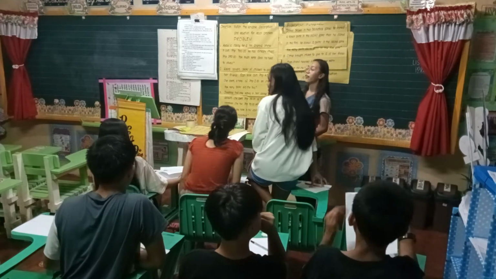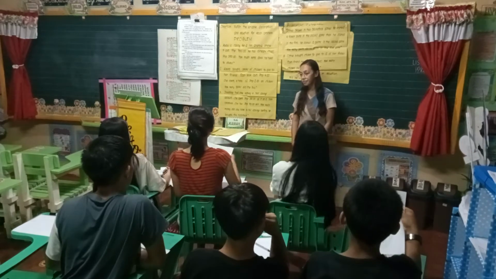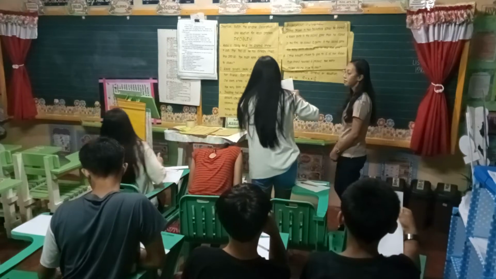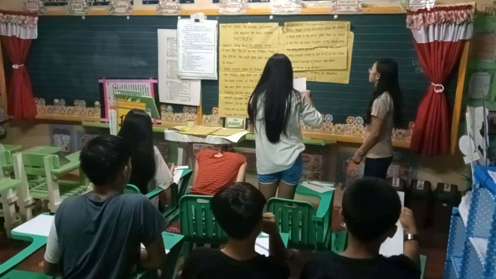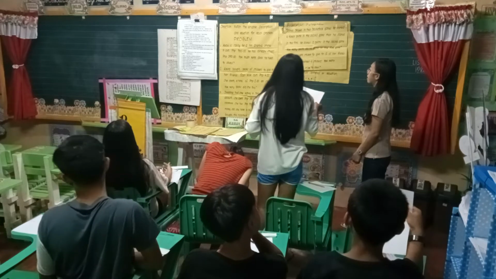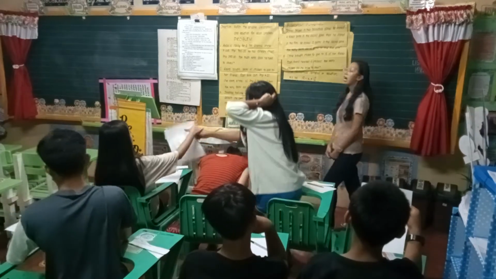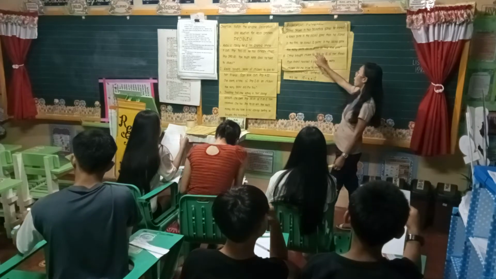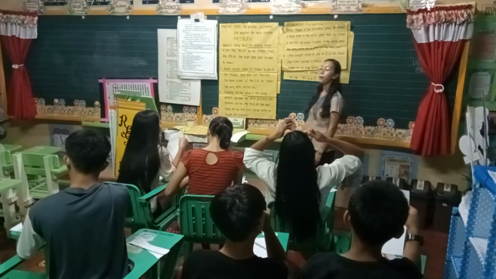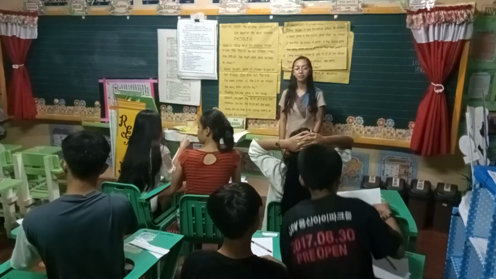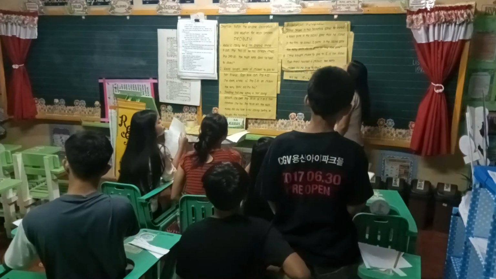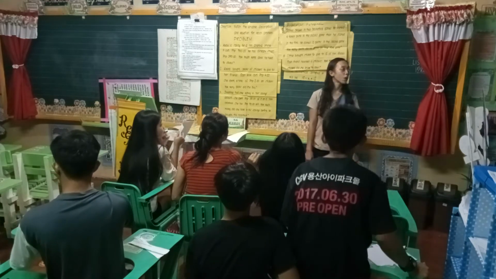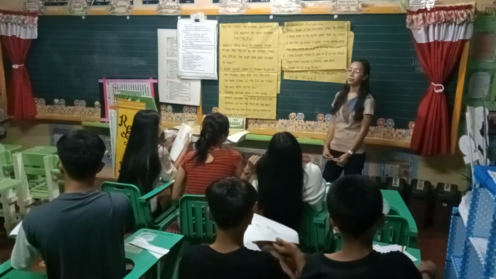Group 1, what is the variable in number 4? Let X represent the number of points in the first game. So group 1 will let X represent the number of points in the first game. Group 2, what is the equation? X minus 4 equals 12. So the equation is x minus 4 is equal to 12. Very good.